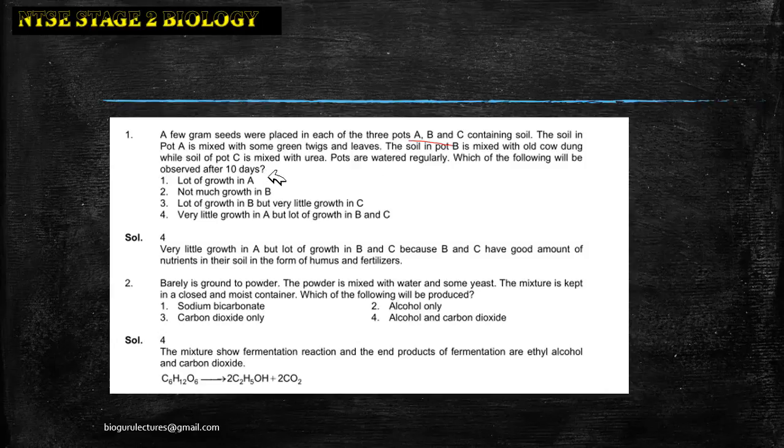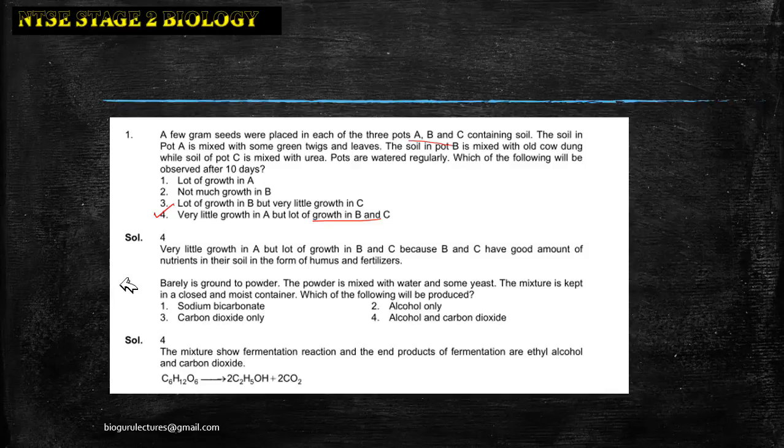A lot of growth in A, never. It never happens because hardly the decomposition time may not be enough to produce the manure. Not much growth in B, can't say that. A lot of growth in B, but very little growth in C, no. Very little growth in A, but a lot of growth in B and C. So option 4 is correct because, as it is urea and old cow dung, both of them have similar properties to maintain similar kind of growth.